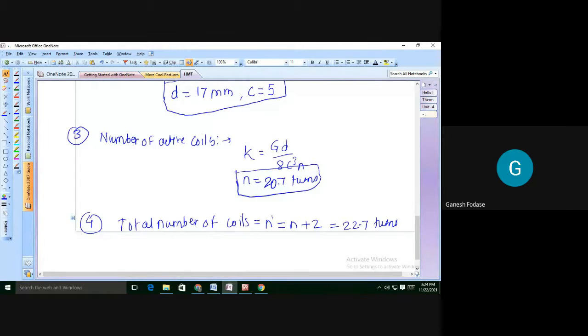See, now, most of the times problems on helical springs are the same. That means the same things we need to find out: small d, capital D, N, N dash. In addition to this, sometimes we may need to find out free length or solid length. Okay, that is changed. So I'll take one numerical, a similar type of numerical. Based on that, you can solve.